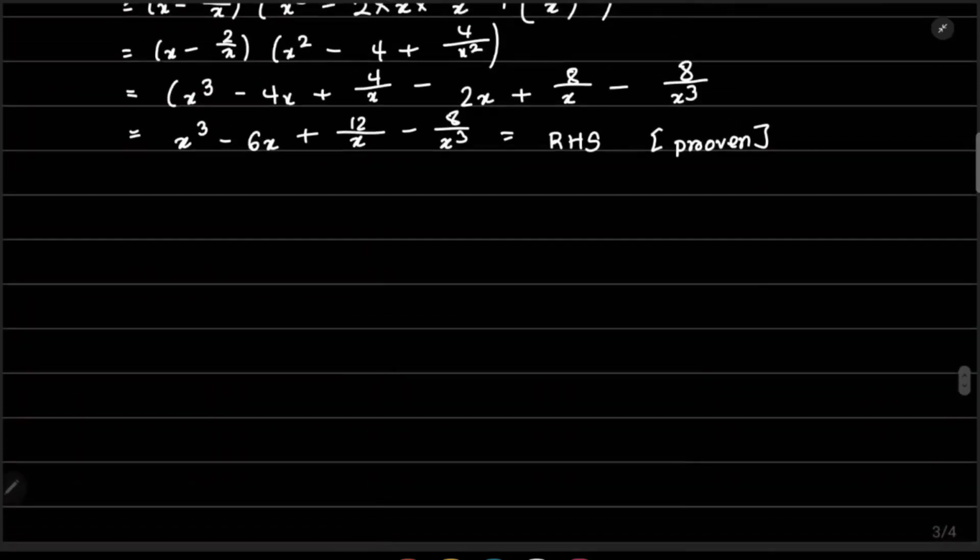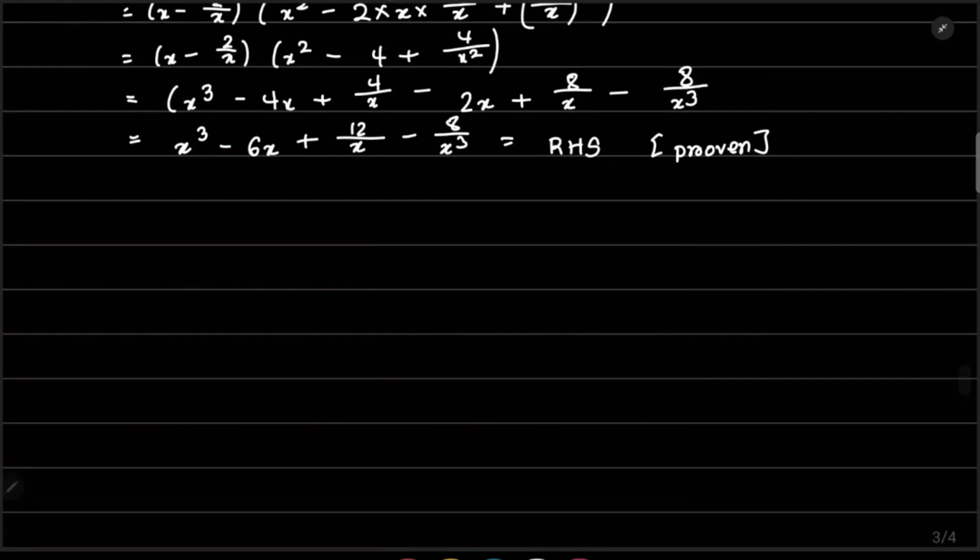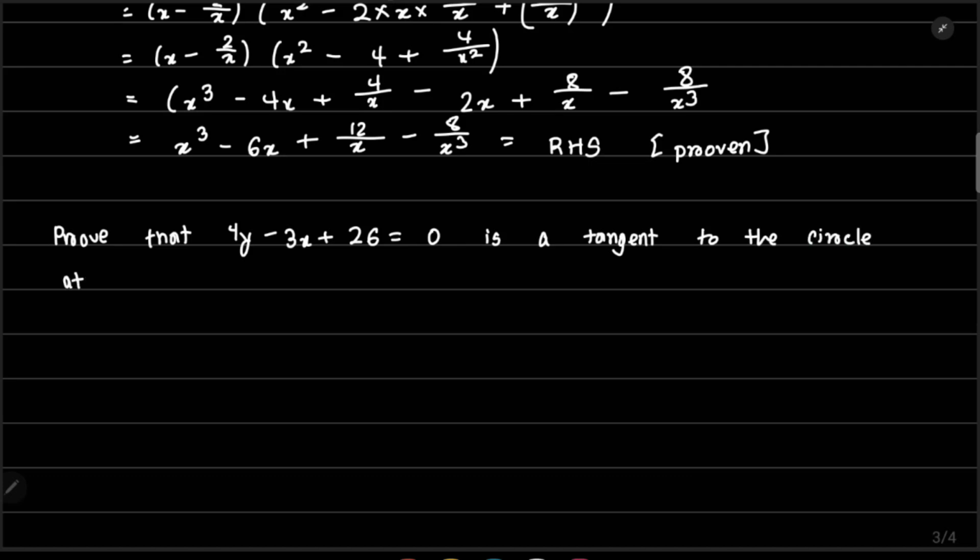There are sometimes questions about proofs about circles as well. So for example, I might have to prove that 4y minus 3x plus 26 equals 0 is a tangent to the circle (x plus 4) squared plus (y minus 3) squared equals 100. A tangent means that it will meet the circle once.